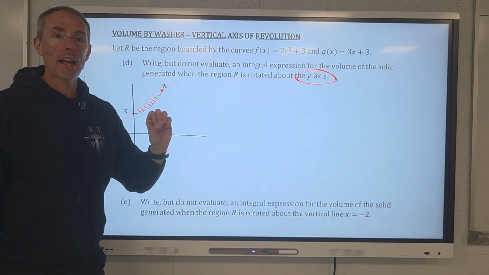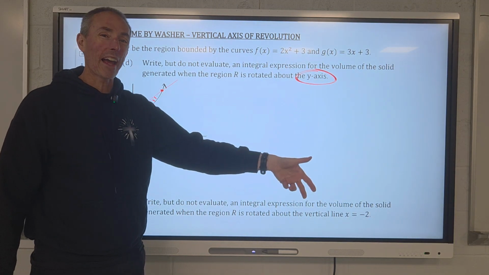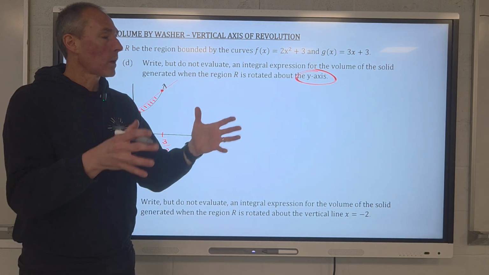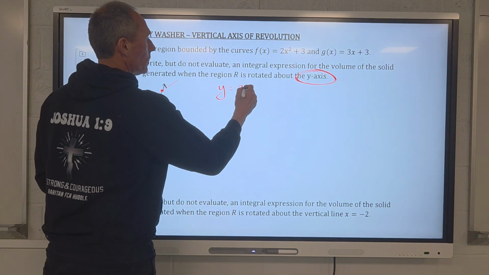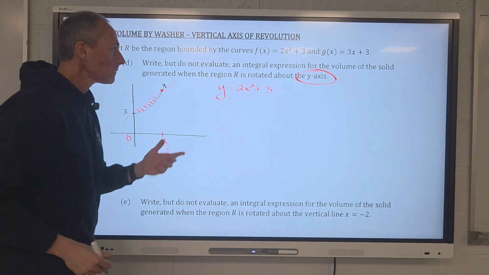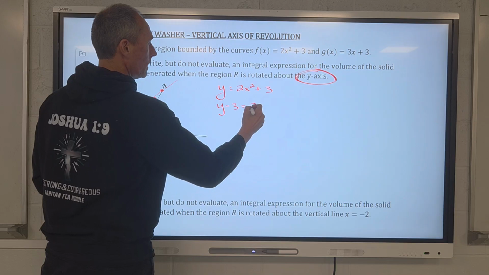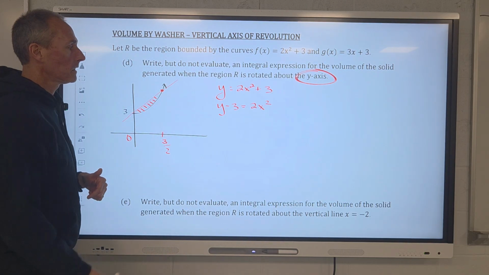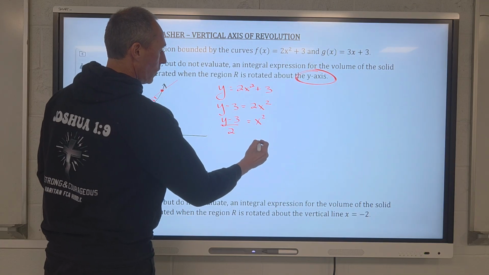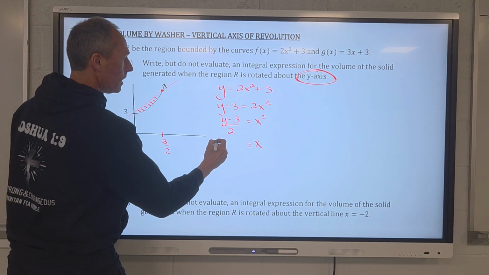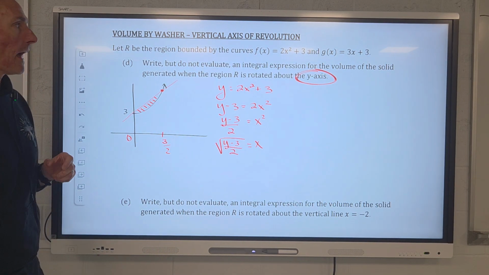Immediately what that does is that forces us to change the functions from functions in terms of x to functions in terms of y. So that's really where the work begins. So I need to say, all right, if this is y equals 2x squared plus 3, what would that look like when I solve for x? So let's see, y minus 3 equals 2x squared, divide by 2. So this first one, x would equal the square root of (y minus 3) over 2. Okay, hold on to that.